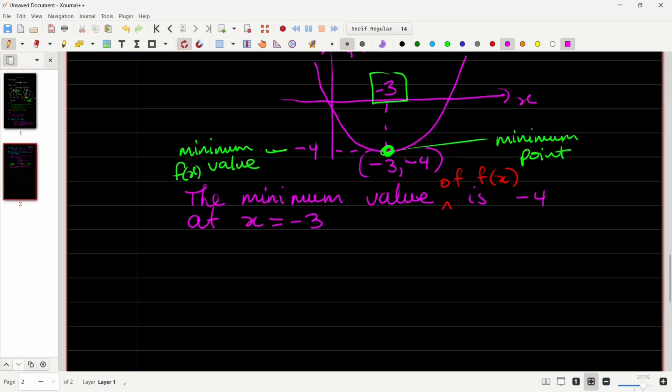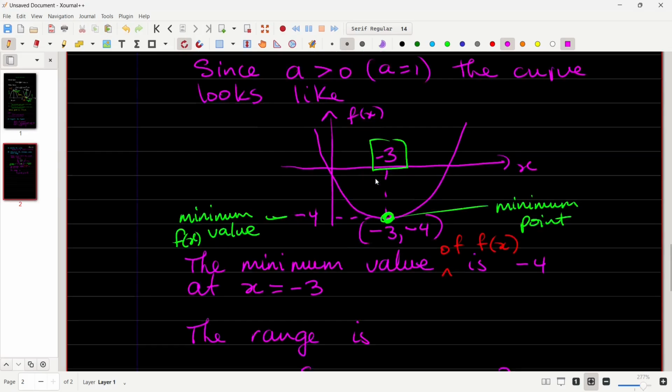And then the range is as follows. It is the set of all y that are members of the set of real numbers such that y is greater than or equal to -4. So that is telling me that any y value greater than or equal to -4 belongs to the range of values that exists on this quadratic function.